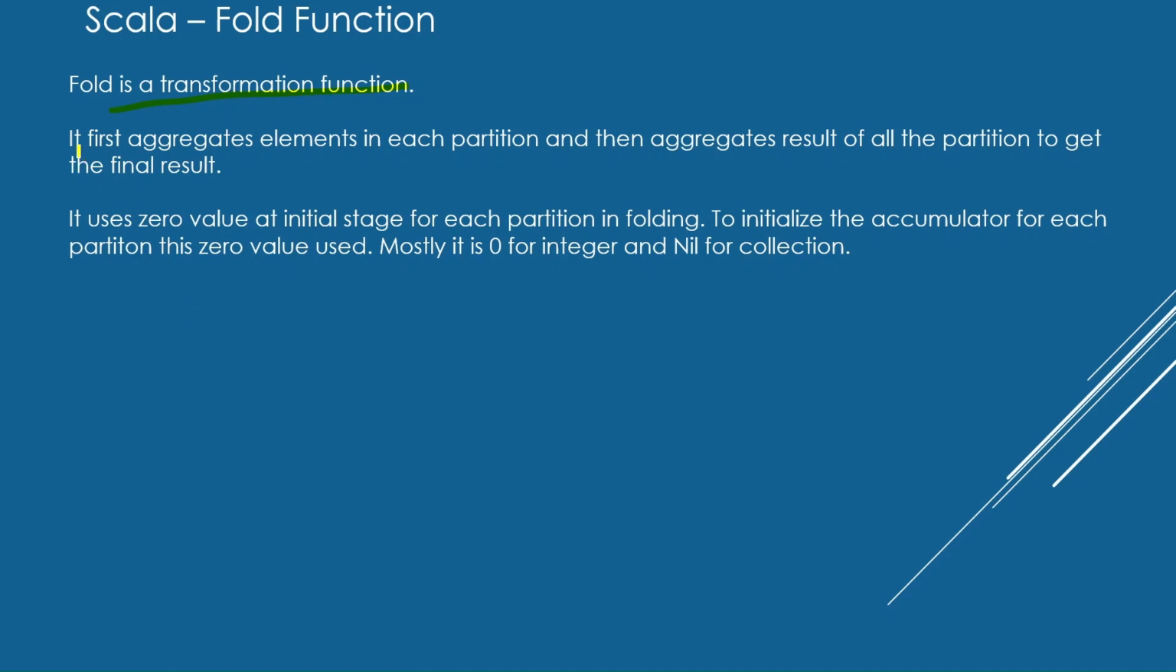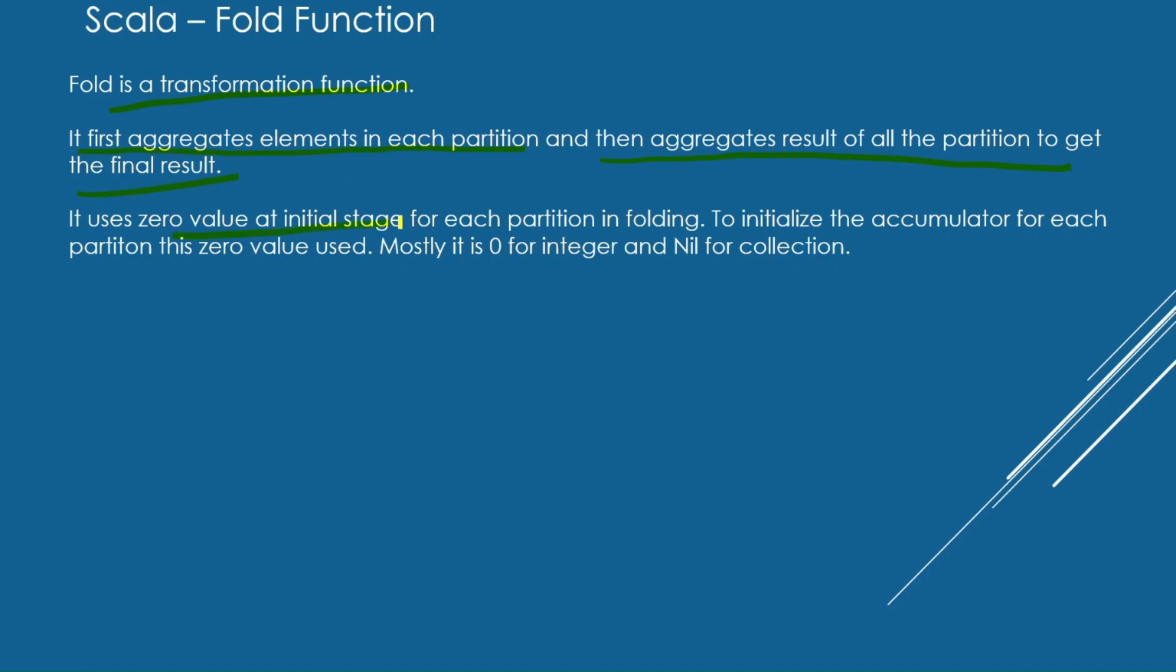How does the fold function work? It first aggregates the elements in each partition and then aggregates the results of all the partitions to get the final result. So how does it generally work? Suppose the data is distributed into different partitions, and you want to do a certain kind of aggregation. First it will apply the aggregate function on the elements in each partition. And when the aggregation has been done in each partition over the elements, it will then aggregate all the results present in the different partitions and get the final result.